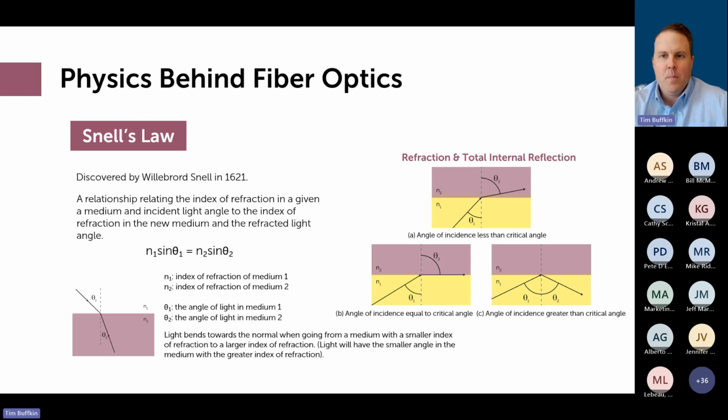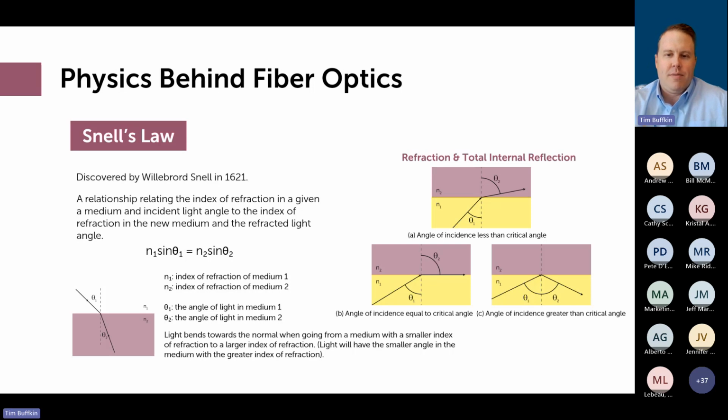All right, so let's take these three pictures on the right. You have your two mediums, right? Your N1 and your N2. N1 is our core, N2 is the cladding. So not only do we look at the index of refraction of those two materials, we're going to look at the angle. In A, what happens if the angle of incidence is less than the critical angle? All of your light is going to escape the core through the cladding. In this case, you lose all your light and basically your signal is done.